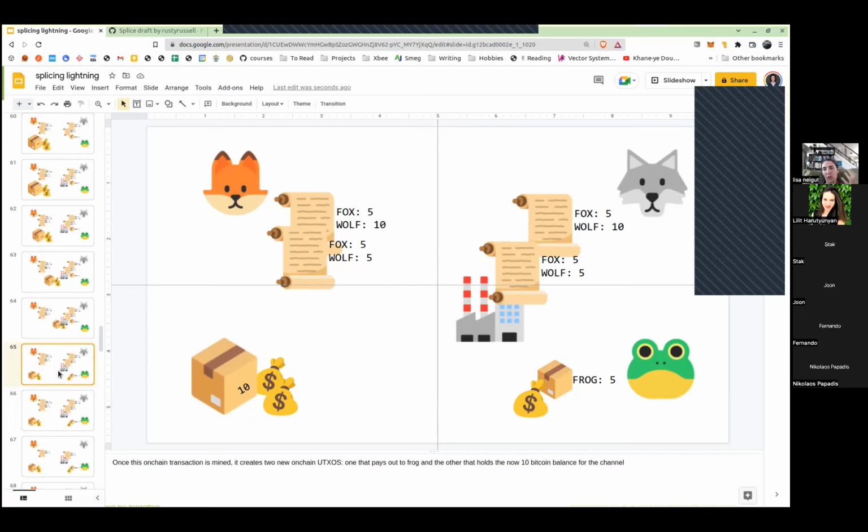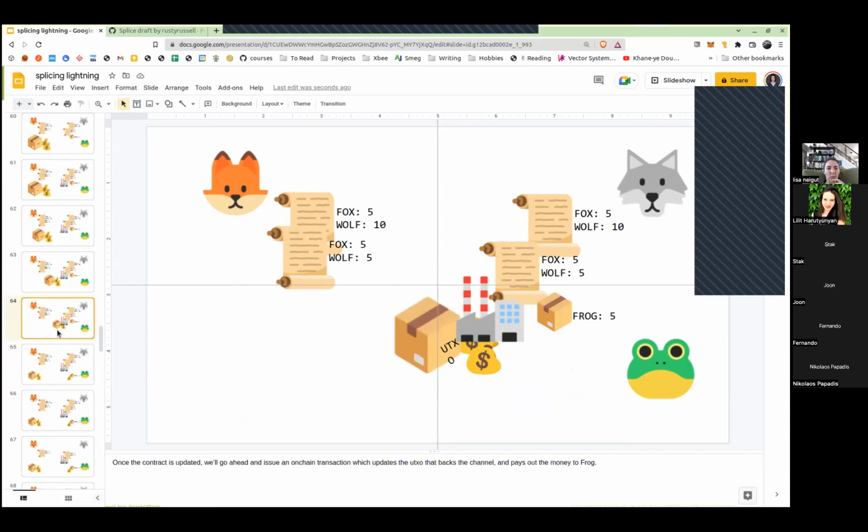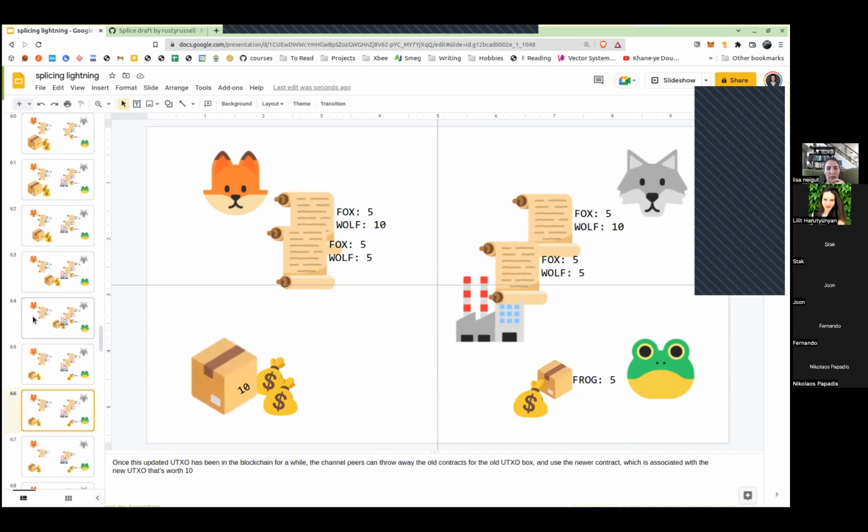Notice the channel didn't get closed. We still have these contracts between these parties. And while we were waiting for this mining process to happen, we had 2 sets of contracts, right? We had one for the old version, and we also had a new set of contracts for what would happen after that output got mined. So the state 2. Cool.